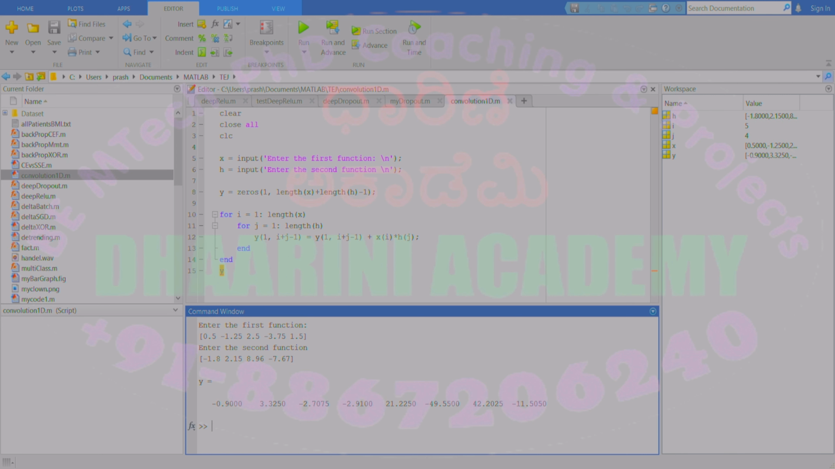All right, so let's check this. So you can see minus 0.9, 3.325, minus 2.7075. That's what you got, right? Then minus 2.91. Just verify that answer. The fourth sample you need to verify, because the program says it is minus 2.91 and you got minus 2.6412. Please check that. Then 21.225, minus 49.55, 42.205, minus 11.505. That's right, except for one point. You can see that, right? Everything matches. All right, please verify this one point.